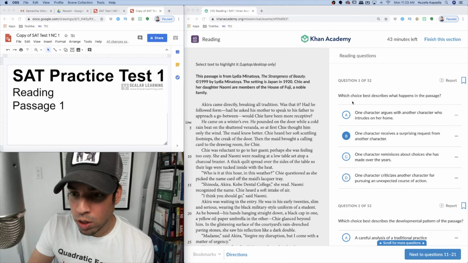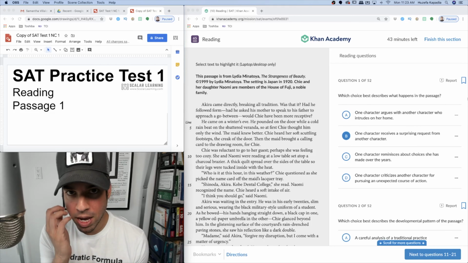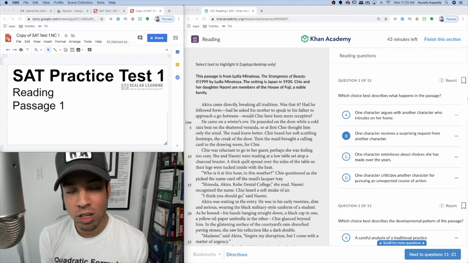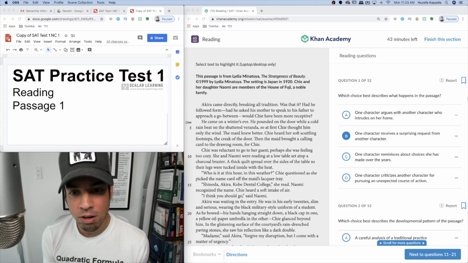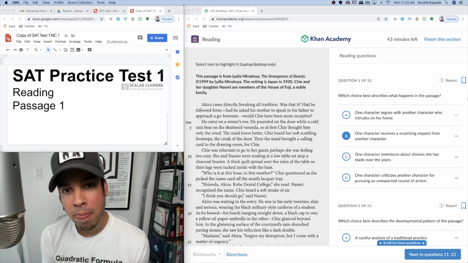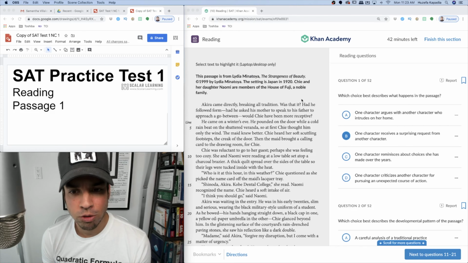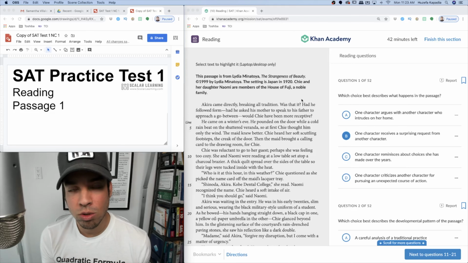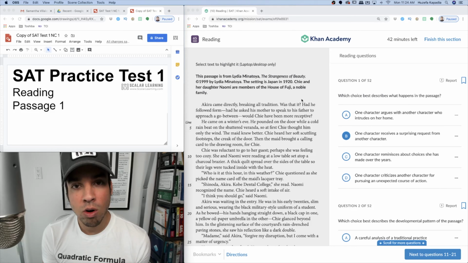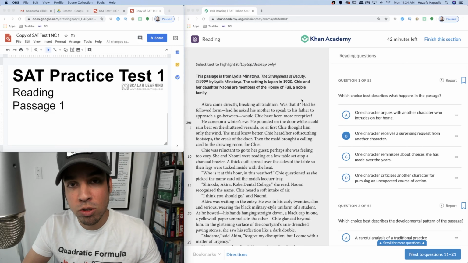All right, so question one, which choice best describes what happens in the passage? So again, this is a very general statement that's going to sum up this entire passage. And if you've already read it, now you know it takes place, by the way, this is helpful too, right? The setting is in 1920 in Japan. And it's sort of this story of this guy coming to give a marriage proposal directly to the mother. He's a young man, giving the marriage proposal directly to the mother. And there's a class divide. So the family that he's offering the proposal to has a higher status in society.